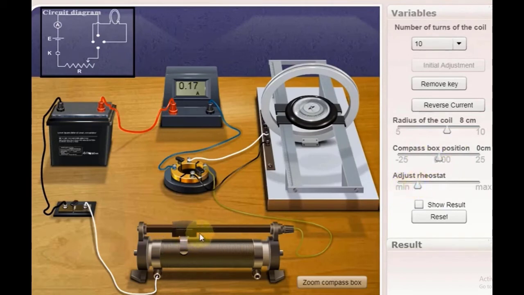Now you can see the movement here because of this. With the help of this rheostat, you can adjust your current. You see when I'm moving this slider, the ammeter, which reads the amount of current, is changing. Right now it is at 0.14, 0.09, like this, and here it is 1 ampere. So these parameters, the number of turns of the coil, the radius of the coil R, and the current I, these three parameters you will fix at the beginning and they will not be changed throughout the experiment. In the experiment you will only change the position of the compass box, that is X.